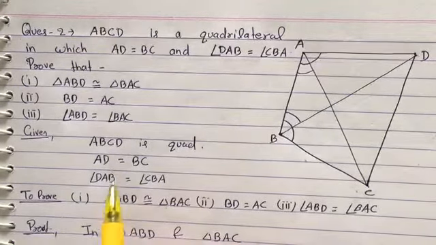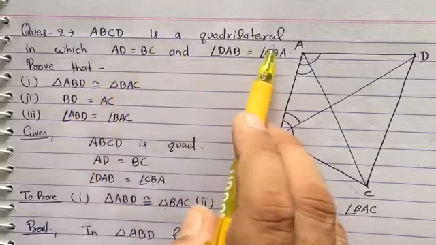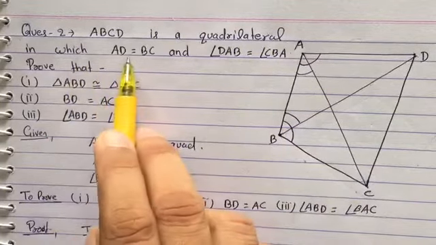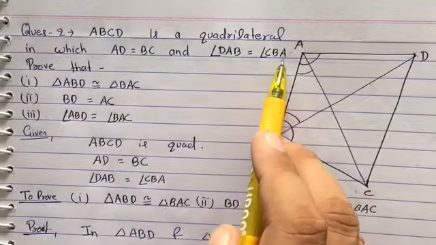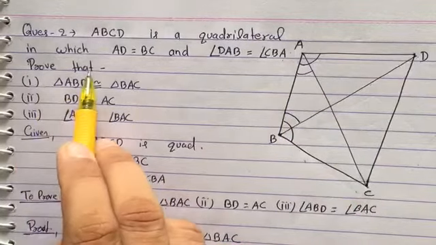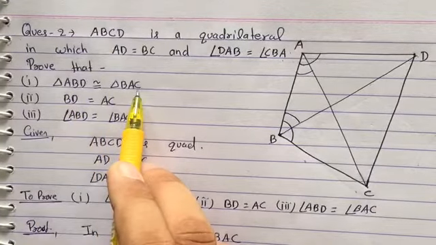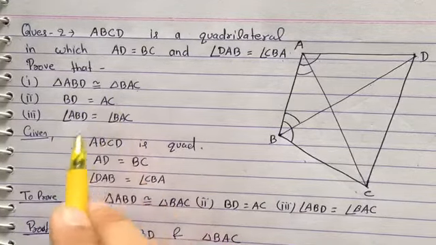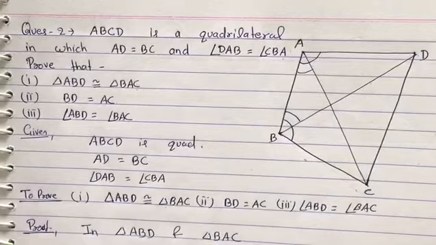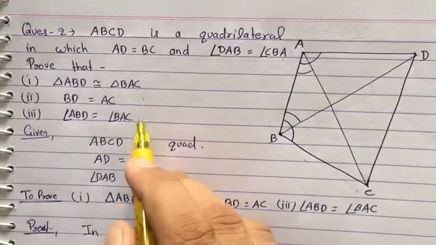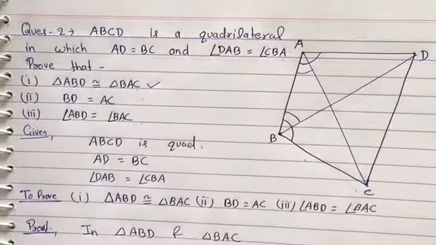So read this question. In the question, what is given? ABCD is a quadrilateral in which AD is equal to BC and angle DAB is equal to angle CBA. Then you have to prove these three things: triangle ABD is congruent to triangle BAC, BD is equal to AC, and angle ABD is equal to angle BAC. You have to prove all these three things. The last two things you can write by CPCT, which means the main important thing is to prove the first.